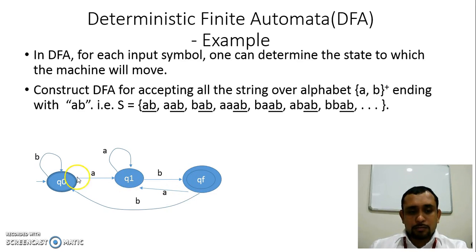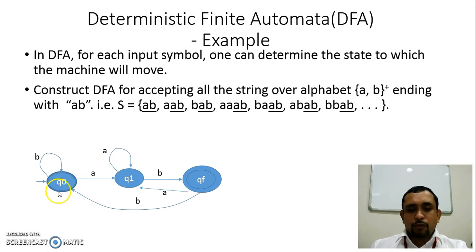This case can be shown as A followed by B followed by A followed by B, like the scenario which is available here, A followed by B. So on this A we are moving to Q1, on this B we are moving to QF, on this A again we are moving to Q1, on this B we are moving to QF. So at the end of A, B, we are still at QF, which means this input is accepted.